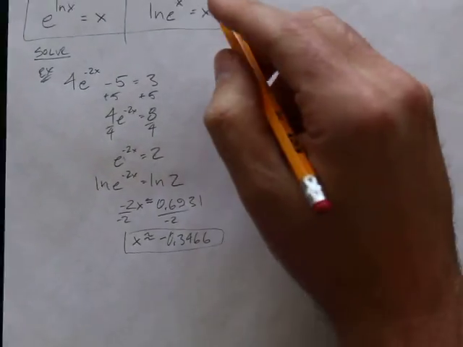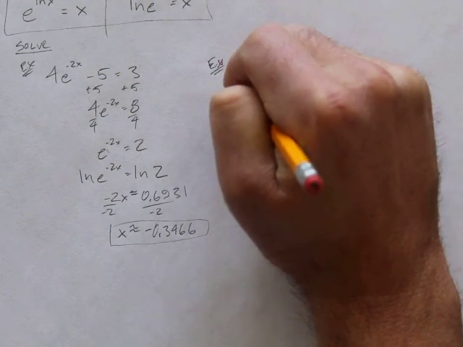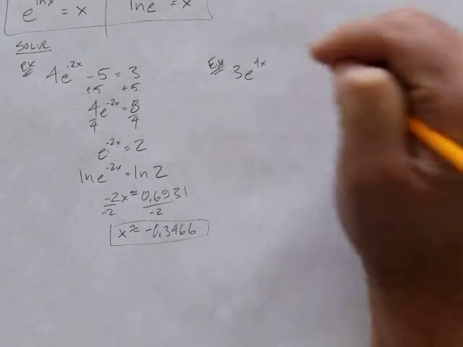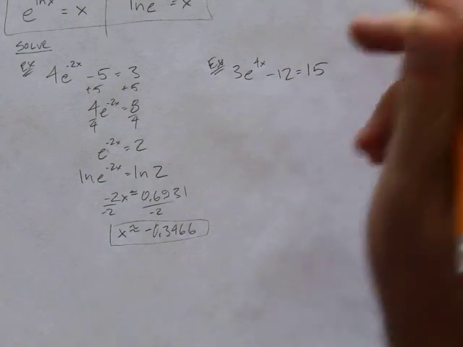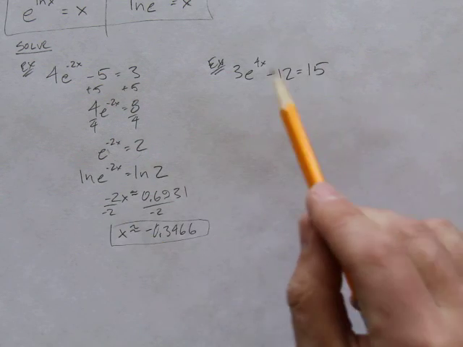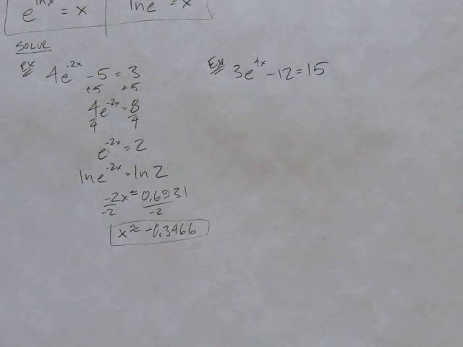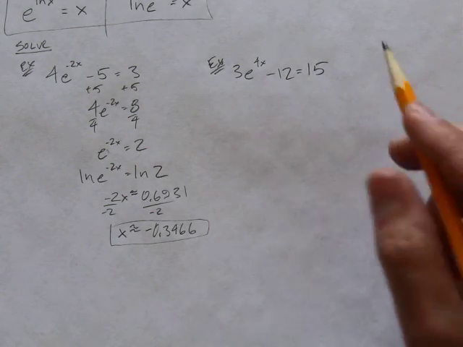All right, let's do another example. 3e to the 4x power minus 12 equals 15. All right, I'm going to give you a second right here. If you feel comfortable with this, go ahead and do this example. So go ahead and pause if you want to do this one, and then we'll work this one out together here.